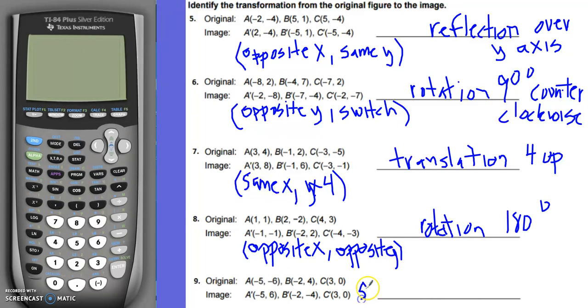Okay, so we have same x, opposite y. That's going to be a reflection over the x-axis.